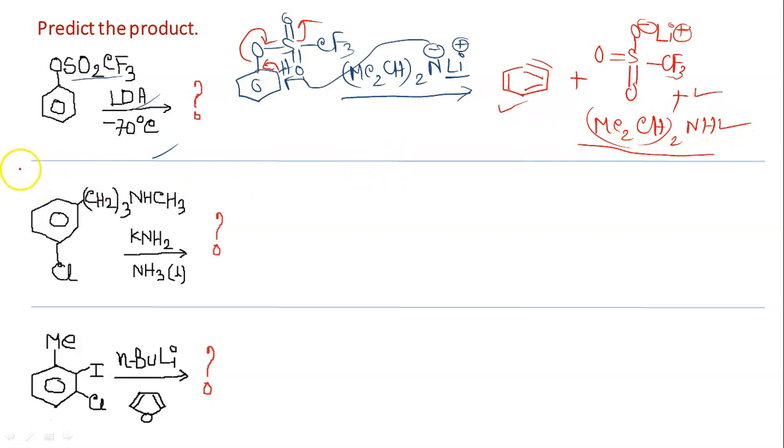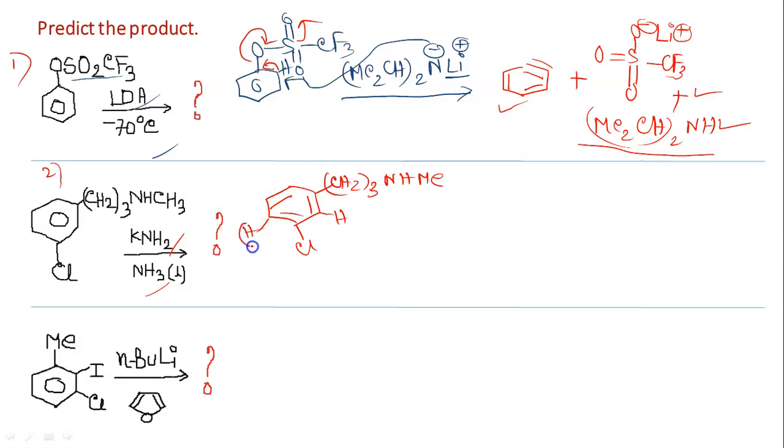Okay, now come to the second problem. This is number 1, number 2. Here we are using KNH2 and NH3. So from the reagent itself you can easily understand that it will go through the benzyne mechanism. This is (CH2)3NHMe. Now with respect to chlorine there are 2 hydrogens, right? Now it seems as if capturing this hydrogen will be easier than this hydrogen because of the steric hindrance. But actually here this hydrogen will be captured by the base, not this one.